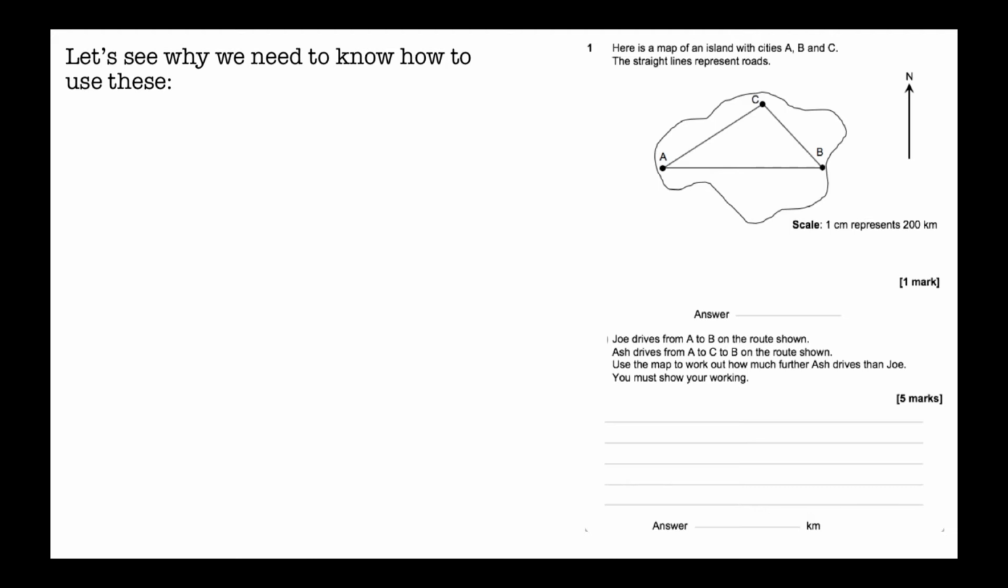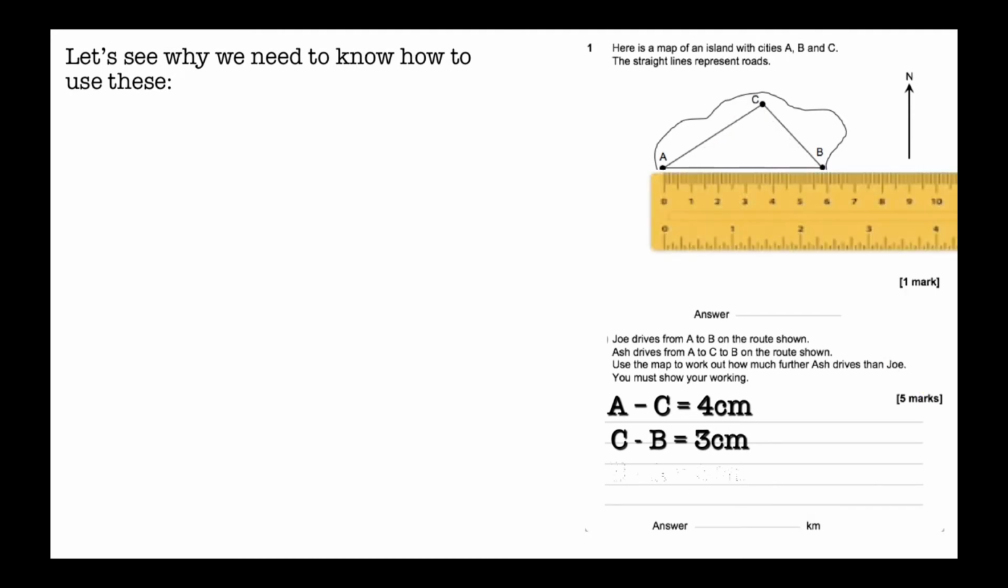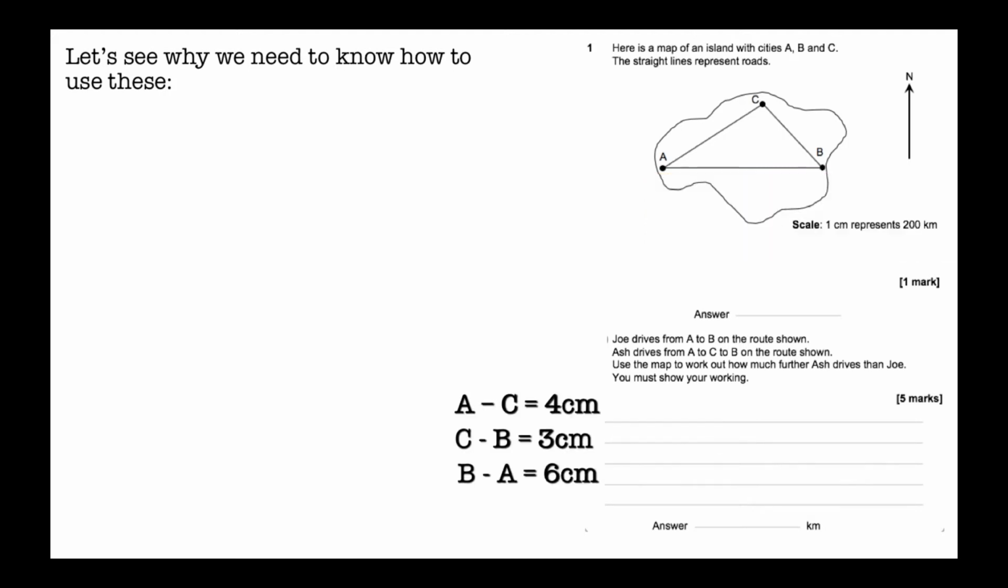So if we work out the length A to C first, we can see that that's 4 centimetres. Then if we measure the other line, we can see that C to B is 3 centimetres and A to B is 6 centimetres. So I know all the lengths now. What I'm going to do now is turn those into kilometres by timesing them by 200, because 1 centimetre represents 200 kilometres. So 3 times 200 is 600 and 6 times 200 is 1200.